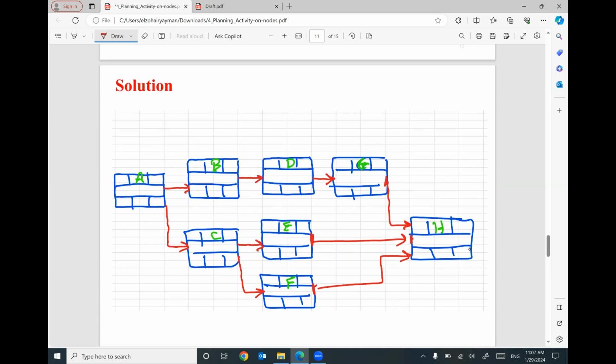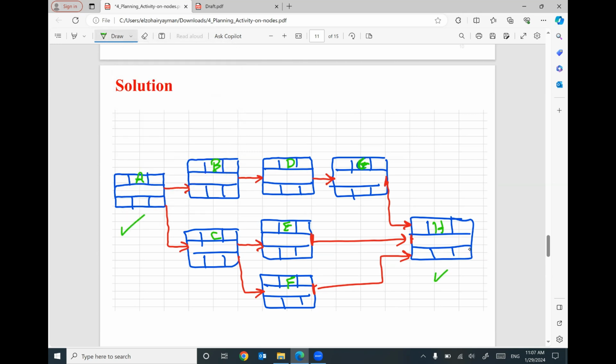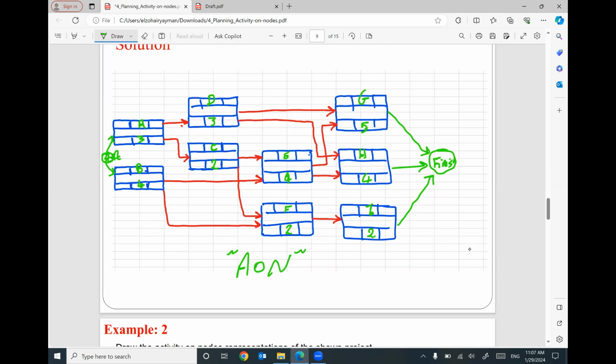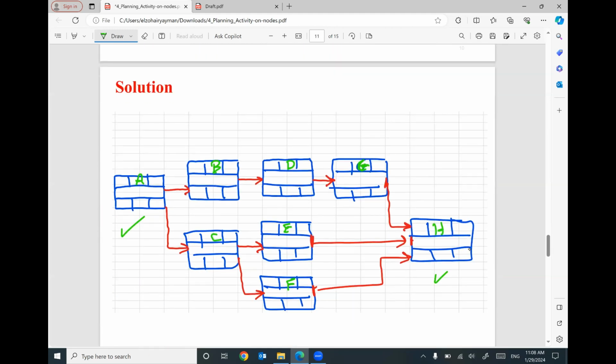So looks like the project started with activity A and finished with activity H. We must have one activity at the beginning and one activity at the end. If we have many activities at the beginning, we have to construct a node like we did in the previous example. Looks like we have two activities we can start the project with, so I constructed a node represents the start of the project. The last activities are three activities, so I have to construct another node to represent the finish of the project. But in this example, we have only one activity at the beginning, one activity at the end.